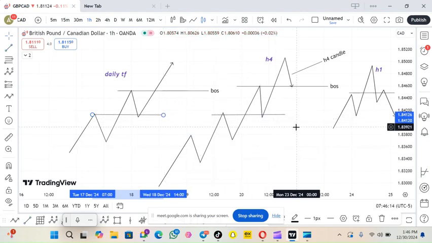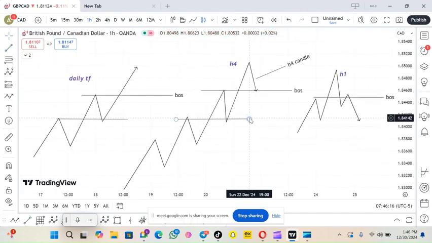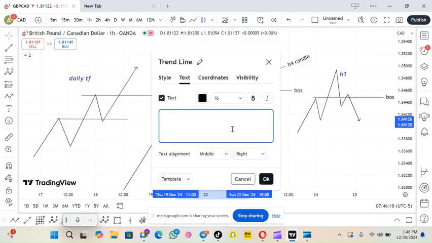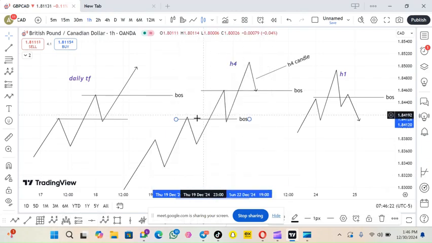So the same thing here, you can see a break of structure also happened here before price moved to the upside. What is price doing at this level? Price is coming back to discount, coming back to demand. So now this demand area could serve as the discount area for buyers to come in again.